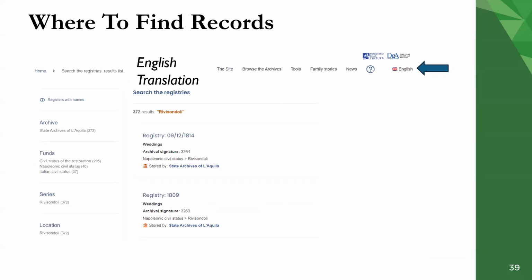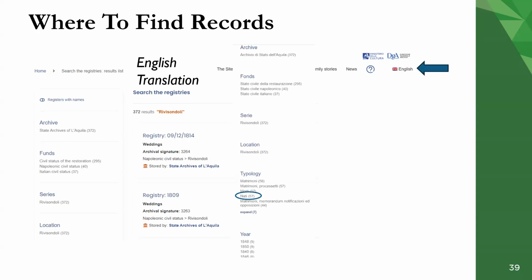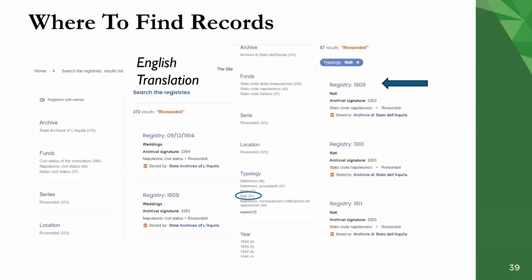But like on Ancestry, the left-hand side is going to have categories that you can narrow it down with. So for instance, let's say we had over 300 results when we just used Rivasandoli. Let's say we want to narrow it down to birth records. So we click on that. Now we've got 57 results. And we can look at the different registries for the different years. Let's say we're looking at 1809, the earliest one they have. We can click on that.